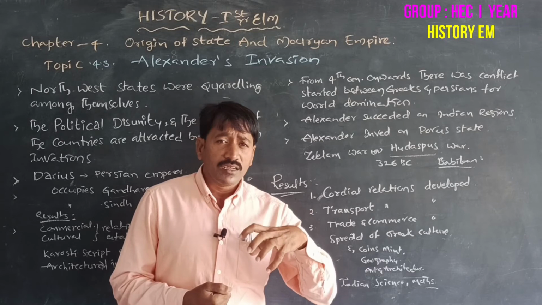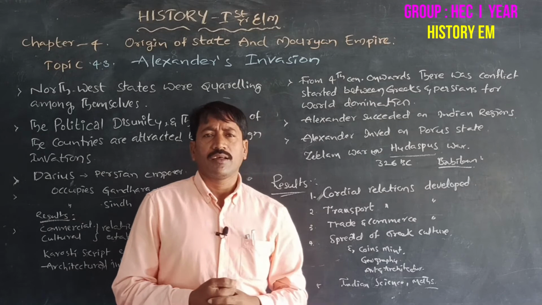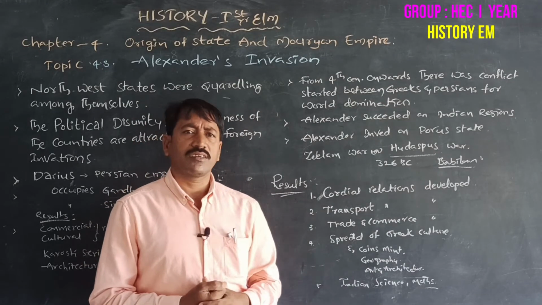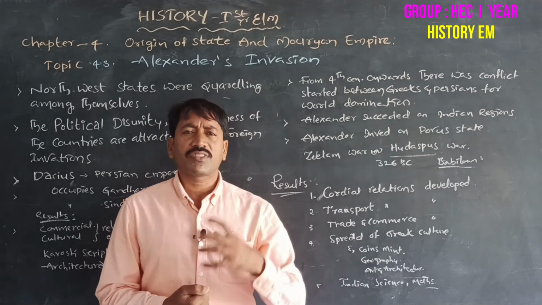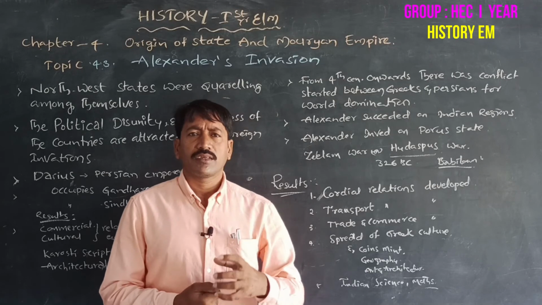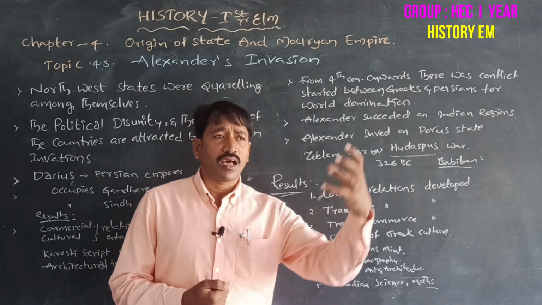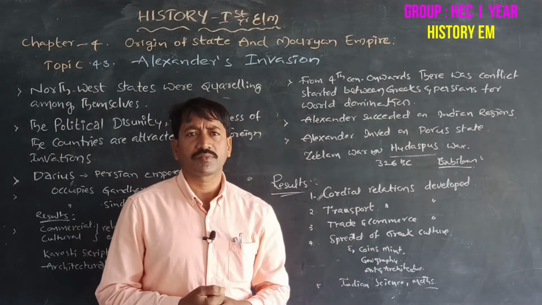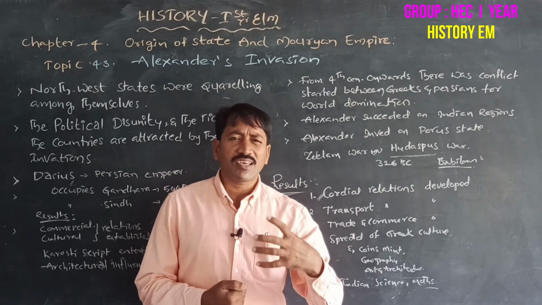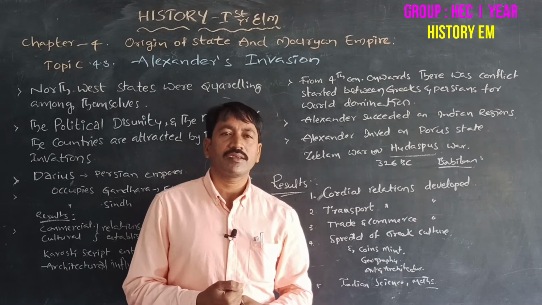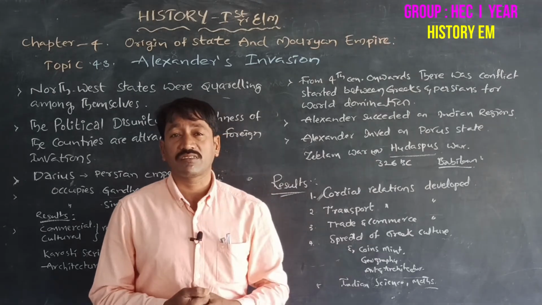In that, our Indian rulers also supported Alexander's invasions. The king of Takshashila, whose name was Ambhi, supported Alexander's invasion of Indian territories. And the Abhisara king also supported the Alexander invasions of Indian regions.